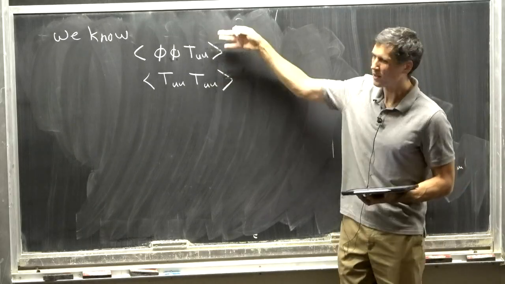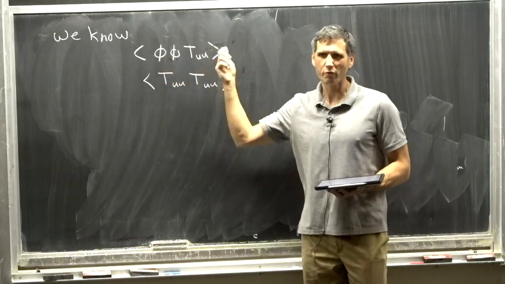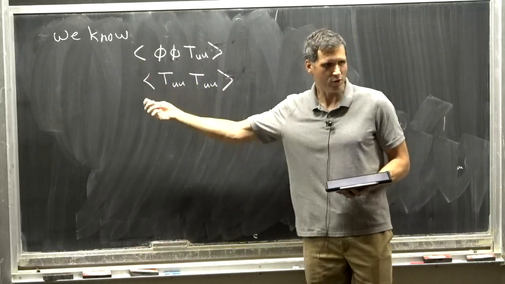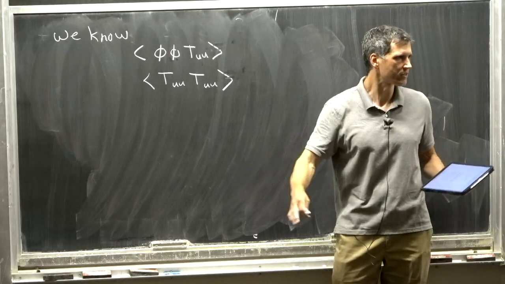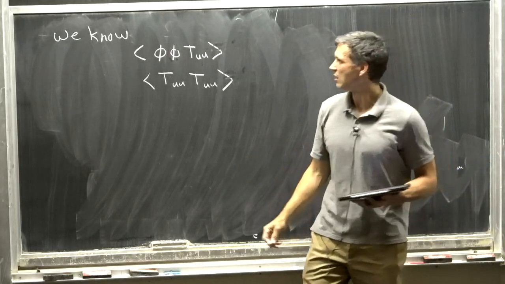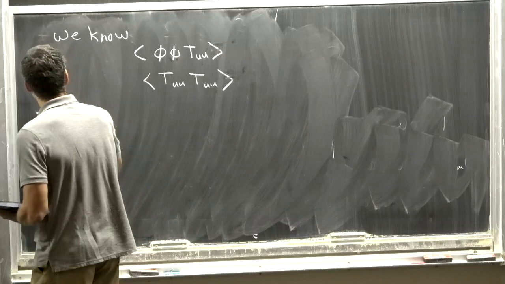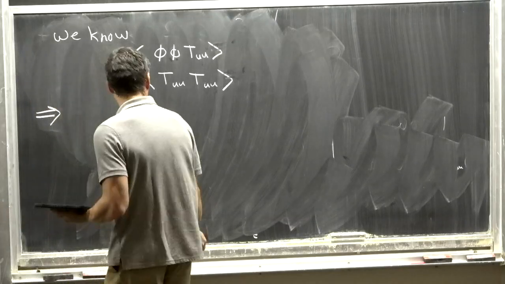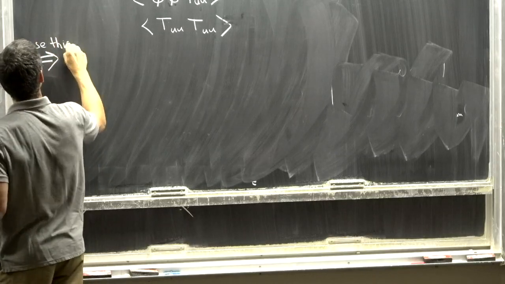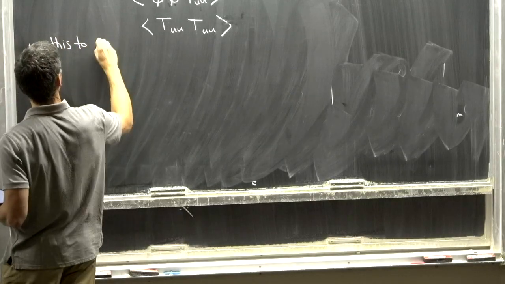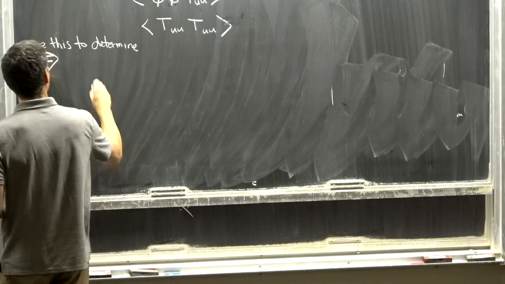These are functions, they're not just numbers. So if we make this whole function agree with this whole function, that completely fixes for us the entire contribution of every stress tensor and its descendant in the OPE. And we can use this to determine the light cone OPE completely.